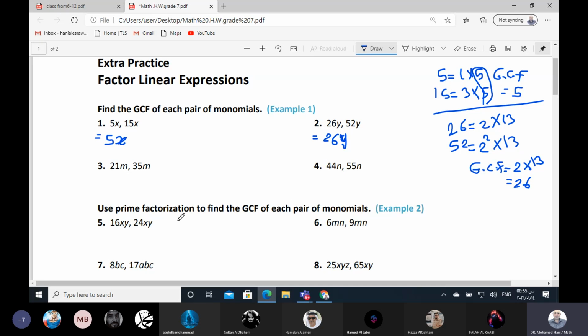And here number 3, the same idea. The GCF between 21 and 35 will be 7. And we have m, the common variable. So the GCF of the monomials here will be 7m. And here we have 44n and 55n. The GCF between the numbers will be 11. And the common variable will be n.